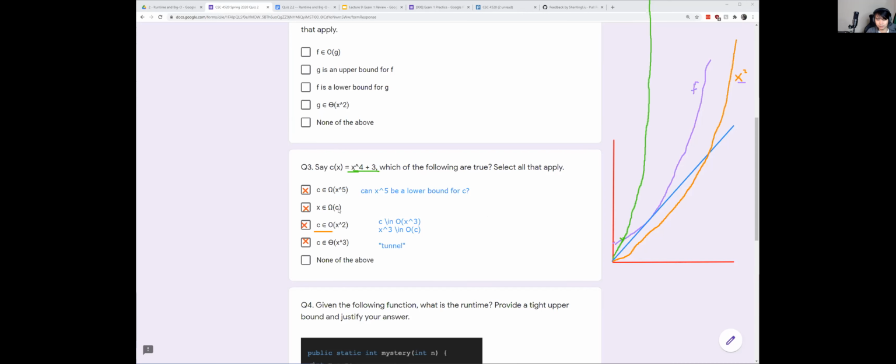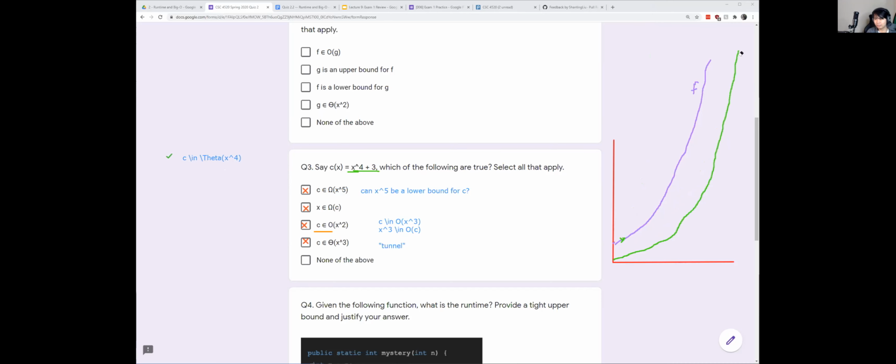So someone asked, wait, is this incorrect? Well, yeah, this is saying that c is a lower bound for x. So there's no way that this purple line can be a lower bound for the blue line here. But let's say for a second that we asked c is in theta of x to the fourth, right? This would be true because we would be able to find some number values that would be able to multiply the x to the fourth so that it can always be underneath the c that we have here.